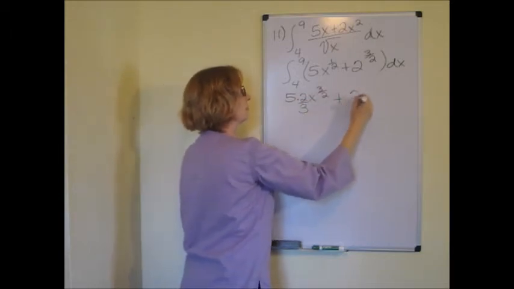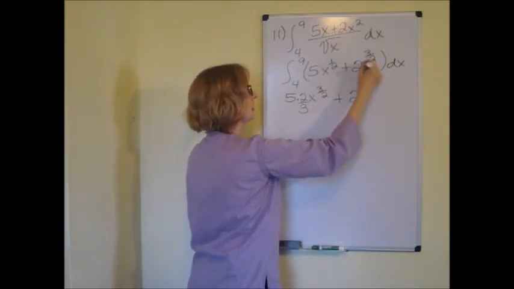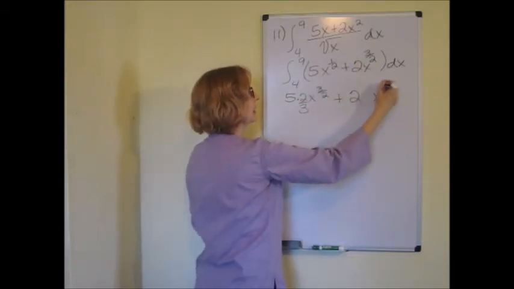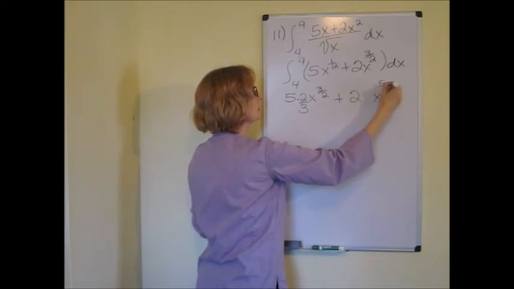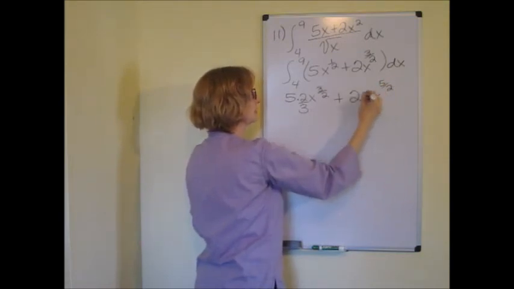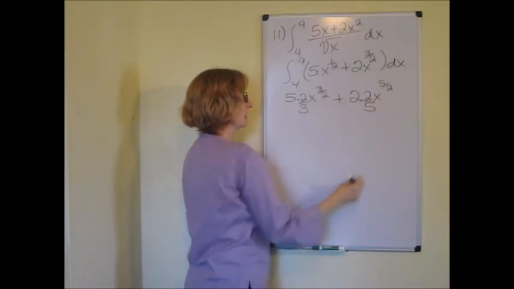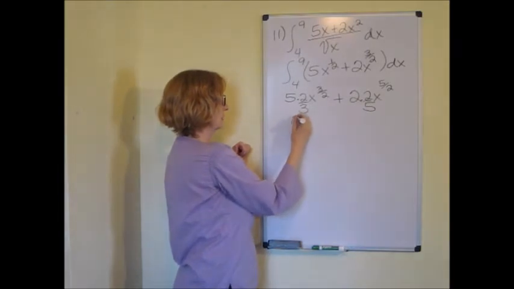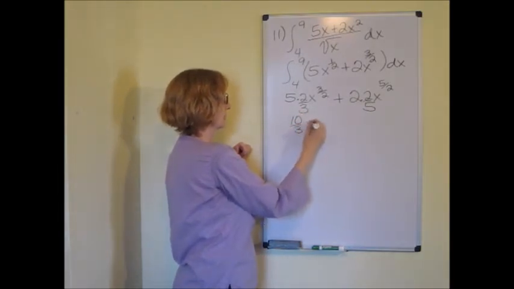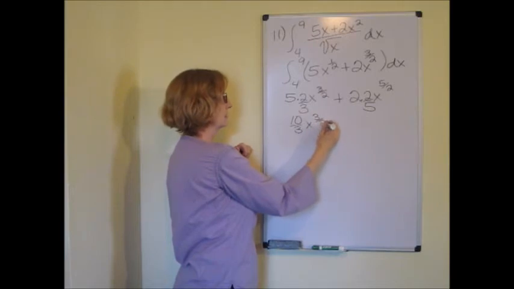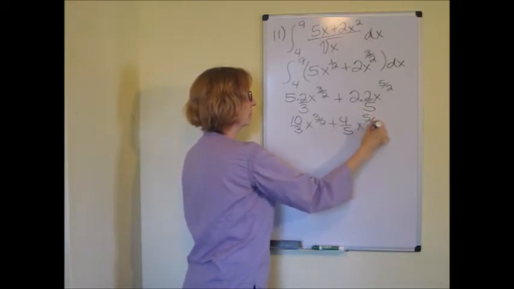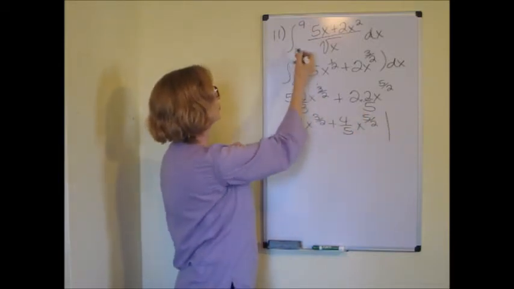plus 2. Here, my x, there's an x there. 3/2 plus 1 is going to be a 5/2. Multiply by the reciprocal, 2/5. And that'll give us our integral. This is 10/3 x to the 3/2 power plus 4 over 5 x to the 5/2 power, and we're going to take that integral from 4 to 9.